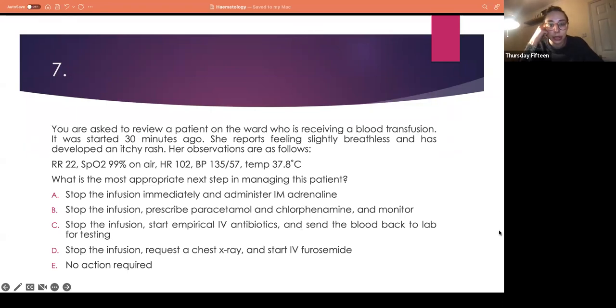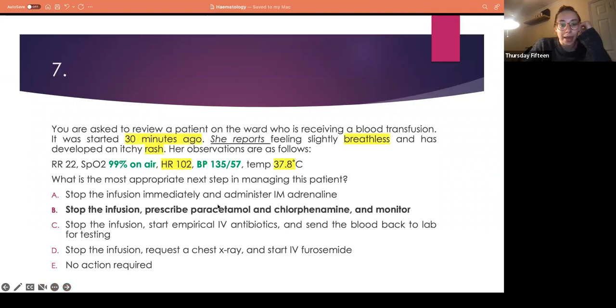This is about a lady who's on the ward, recently just started having a blood transfusion, and she now feels breathless and has an itchy rash. She's got an elevated respiratory rate, normal sats, she's a bit tachycardic, she's hemodynamically stable though, and she's got a slight low-grade fever. So there's some split here between A and B. The correct answer to this is B.